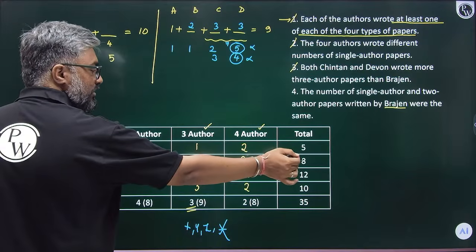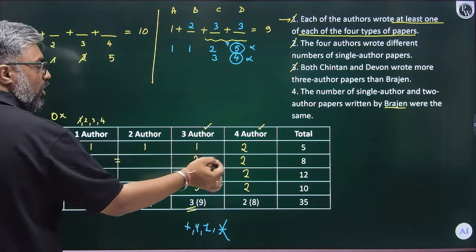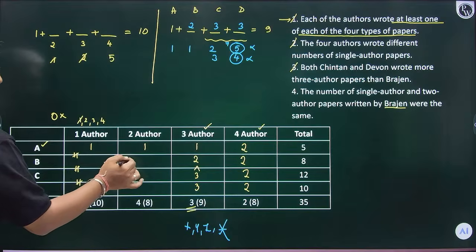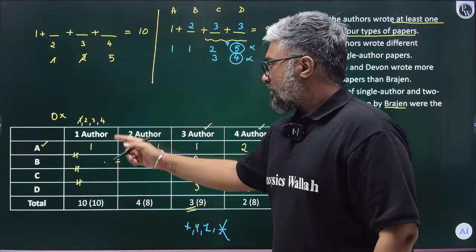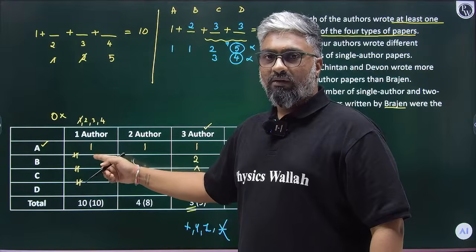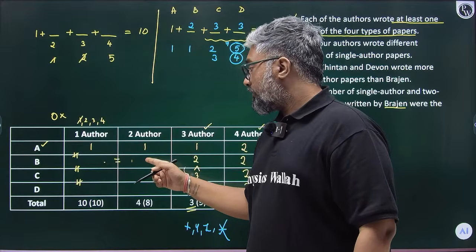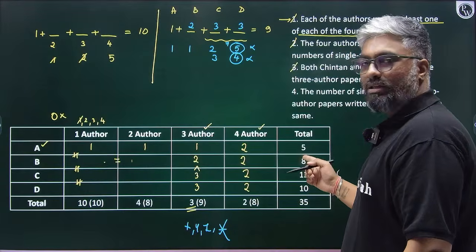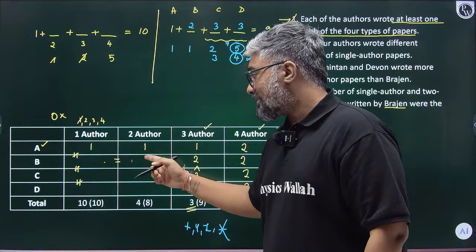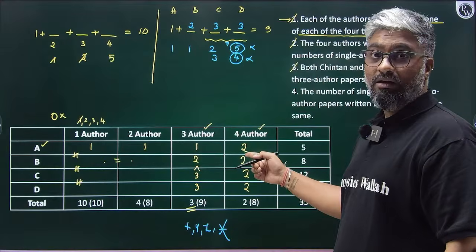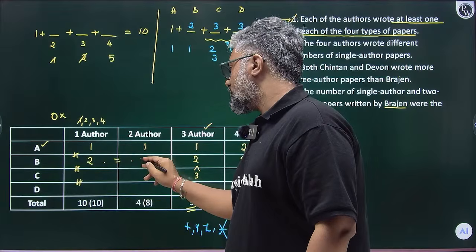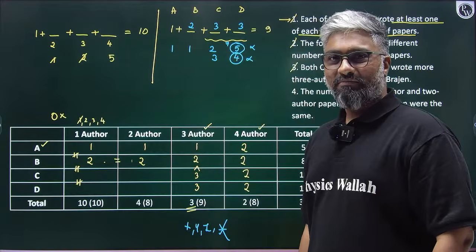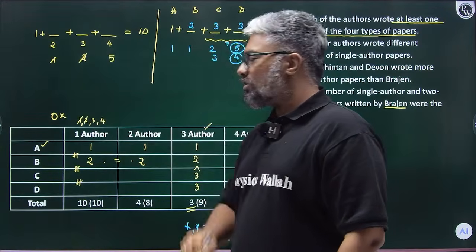Total is 8. Out of 8, I have 4 already. If these two should be equal, what values can they take? Possible values for this is what? 2, 3 and 4. Can it be 4? 4 plus 4, 8, 10, 12. No, there's only 8. 3 plus 3, 6 plus 4, 10. Not possible. The only possibility is what? This has to be 2. This has to be 2. Perfect. So this 2 is also gone.